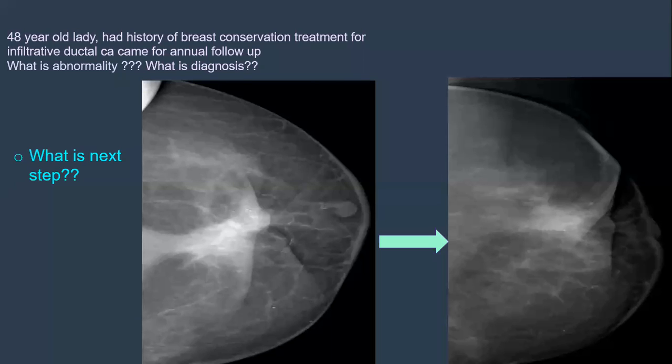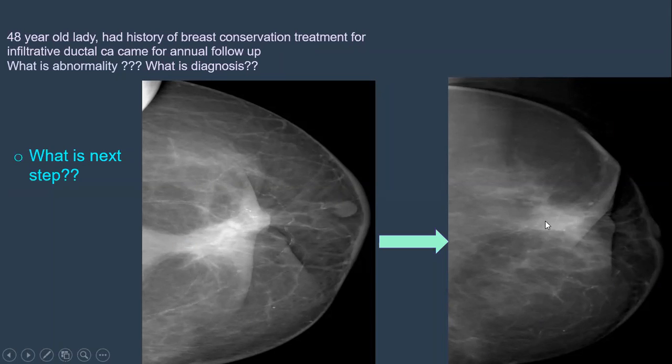MRI, jumping to MRI before doing ultrasound? Because the MRI is a benefit on post-operative patient. But if you look here, this density is getting smaller, less dense.